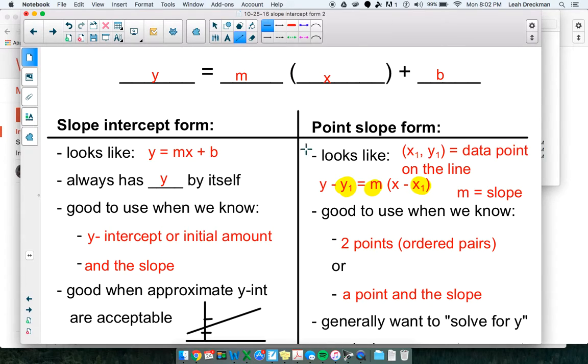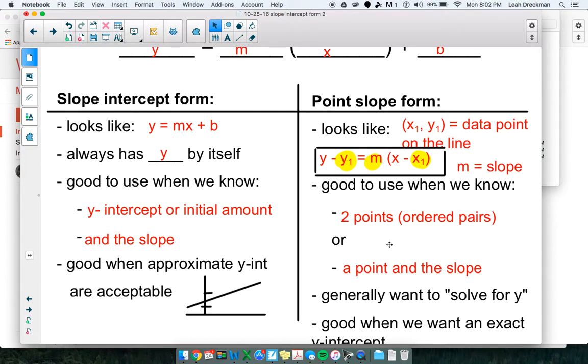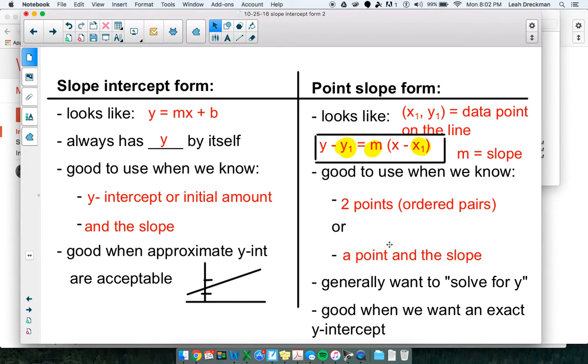Okay, so we have our setup here. Again, keep this boxed off. This is the guy we're going to be working with today. All right, so when is this good to use? Well, we can use point slope anytime we have two ordered pairs, or if we know one ordered pair and the slope associated with the graph. So either of these situations is good for point slope form.